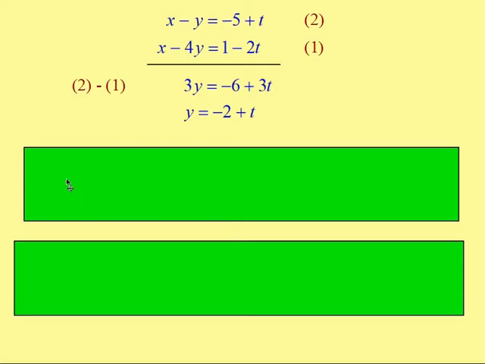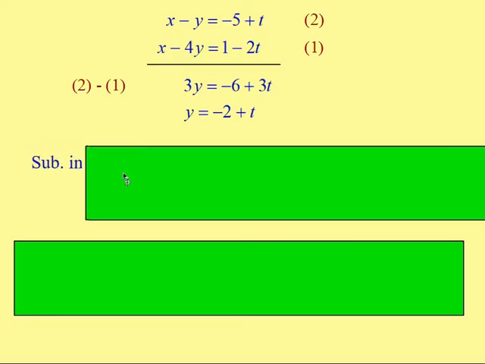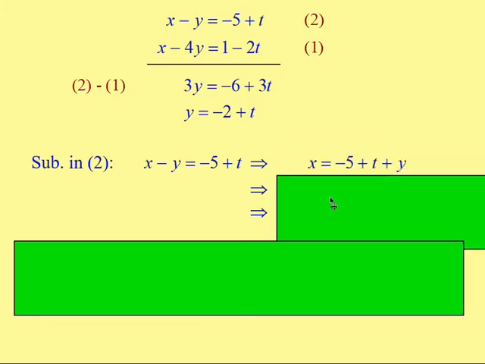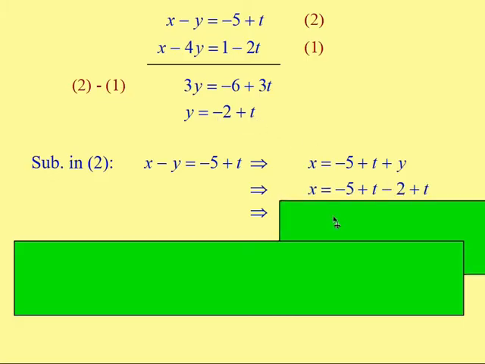We now need to express x in terms of t as well. So how do we do that? Well, we just want to substitute this value of y and our value of z into one of the equations. Doesn't matter which one you sub them into, I'm just going to sub them into this equation, when we had the x take away y equals -5 plus t. So for that, I'm just adding y to both sides first of all. So I've got x equals the -5 plus t plus y, and then replacing the y with the -2 plus t.